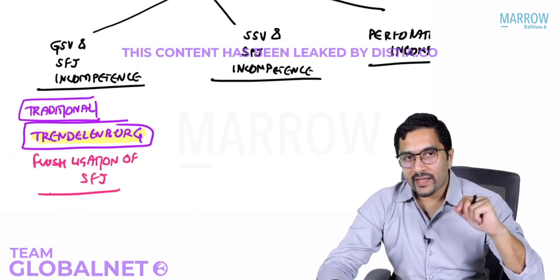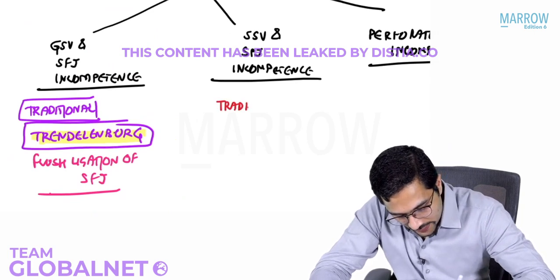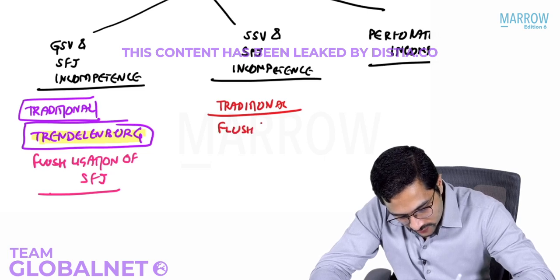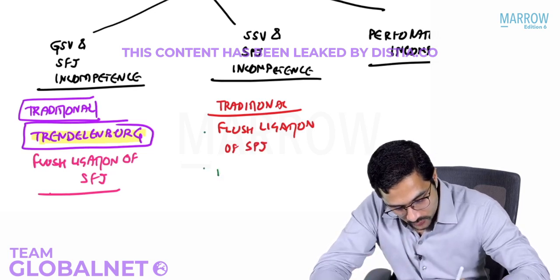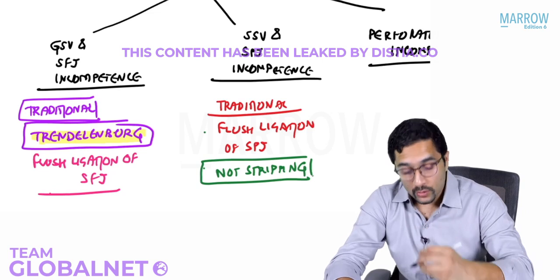Now, short saphenous vein and SPJ incompetence. The traditional procedure is flush ligation of SPJ. Traditional is flush ligation of saphenopopliteal junction. There is no stripping. No stripping is done because you can injure the sural nerve. This we've discussed. You can injure the sural nerve.